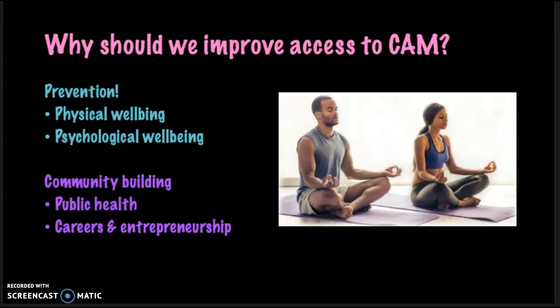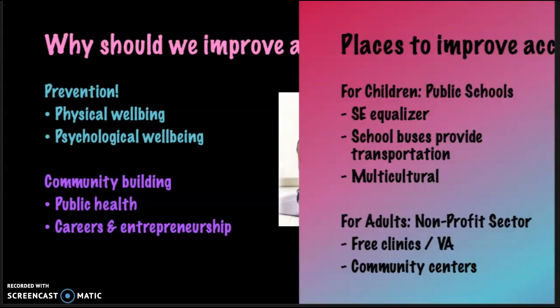Well, the first answer is prevention. Things like yoga, meditation, massage, and nutrition help prevent disease. The second reason is community building. CAM classes and workshops take place in a community setting. CAM is also a growing industry. Americans spend approximately $16 billion on yoga alone.